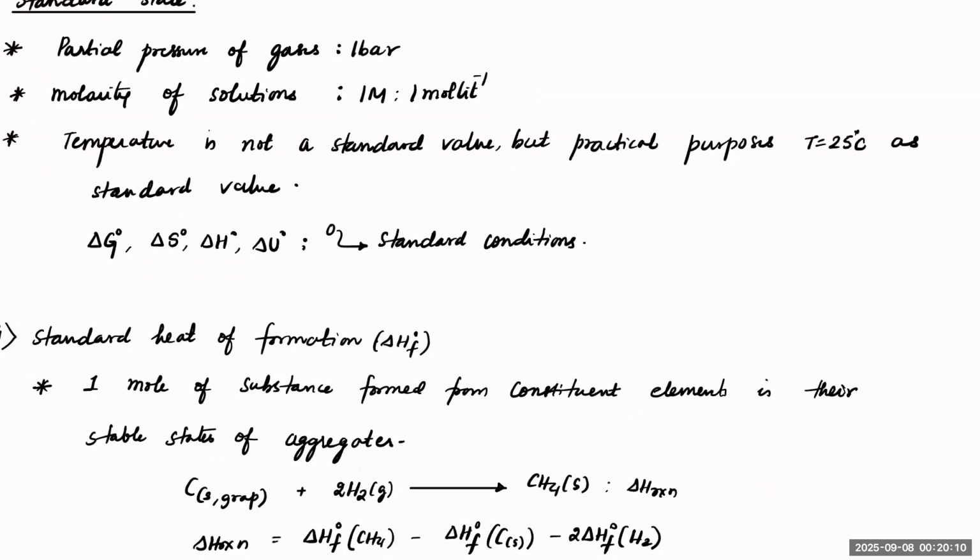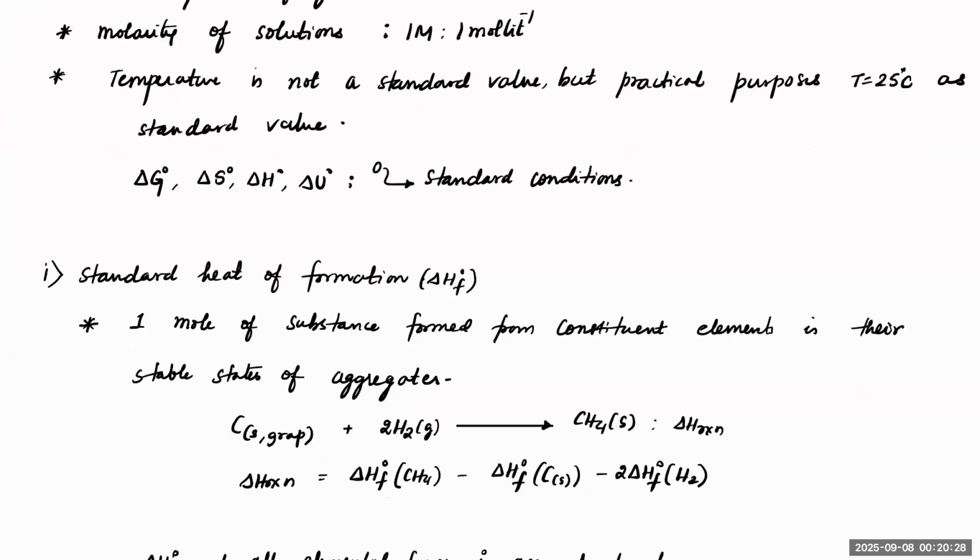Now, temperature is not a standard value. But for practical purposes, ambient temperature is considered standard, and the ambient temperature is 25 degrees centigrade, also known as room temperature. And whenever there is a standard condition, for all the parameters we represent with their standard values, you should always add this naught along with it. The naught represents that you are talking about energy changes at standard conditions.